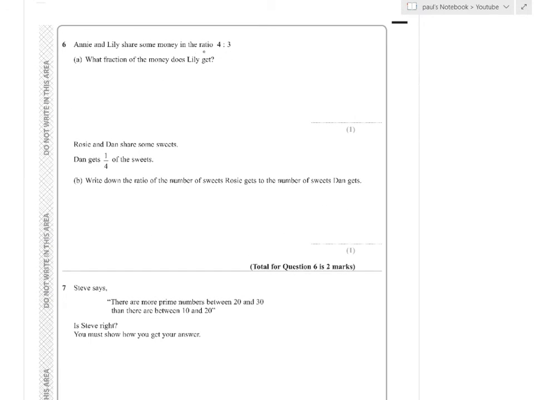Annie and Lily share some money in the ratio 4 to 3. What fraction of the money does Lily get? Lily gets 3 out of 7. Rosie and Dan share some sweets. Dan gets a quarter of the sweets. Write down the fraction of sweets Rosie and Dan get. Dan gets a quarter, so he gets 1, and Rosie gets the other 3 quarters.